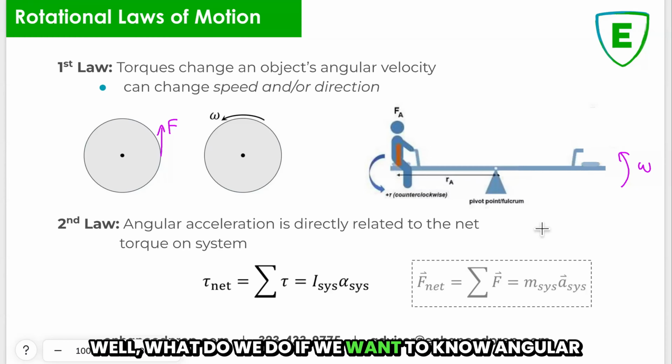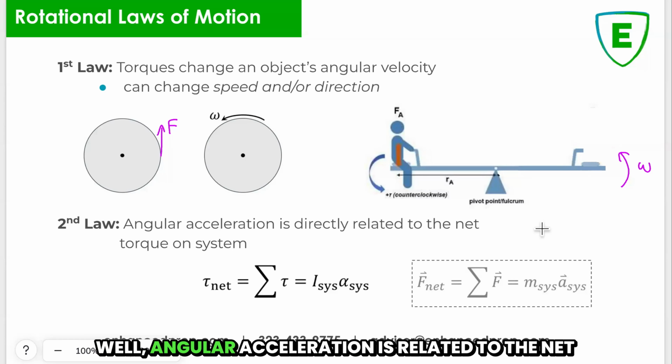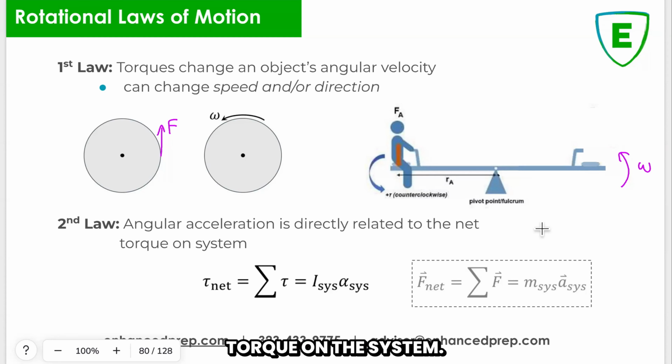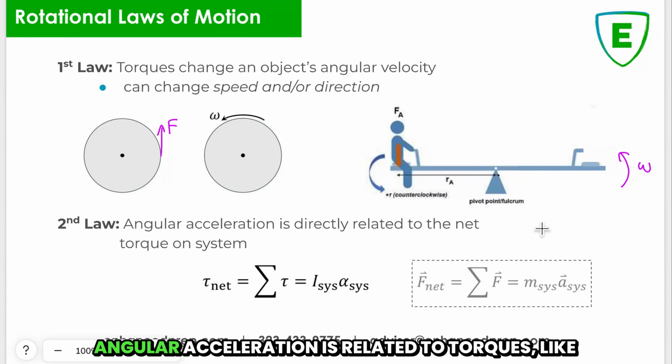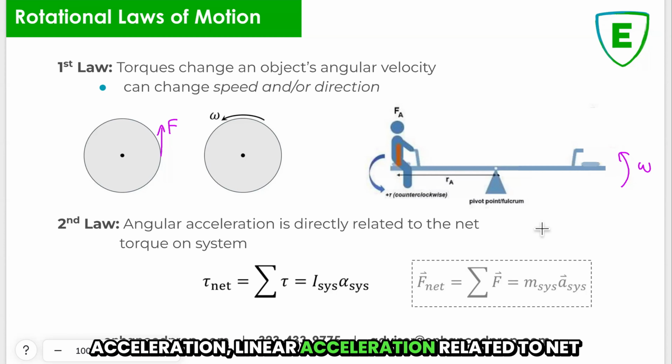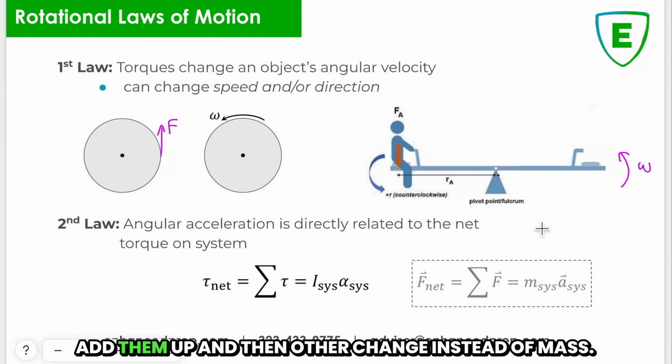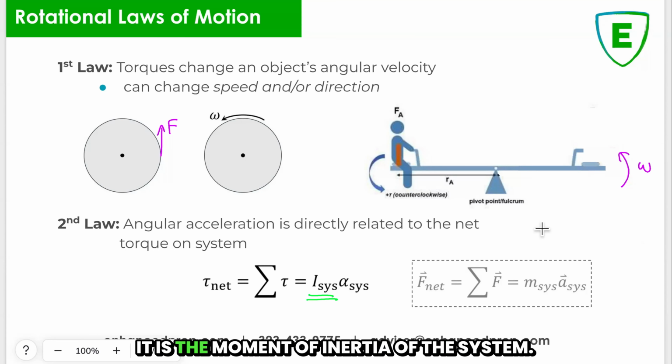Well, what do we do if we want to know angular acceleration? Well, angular acceleration is related to the net torque on the system. Now forces are torques. Angular acceleration is related to torques, just like linear acceleration is related to net forces. Add them up, and then the other change, instead of mass, it is the moment of inertia of the system. A lot of the same stuff, different variables.